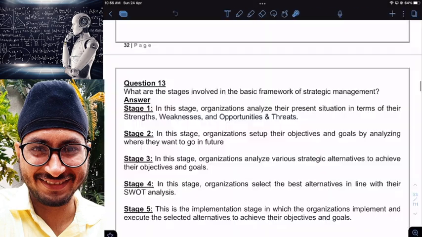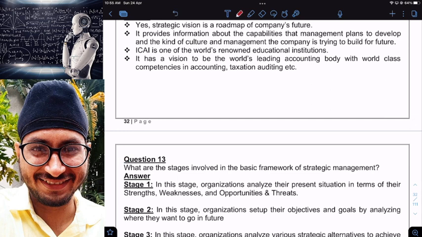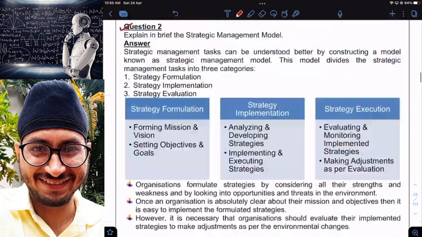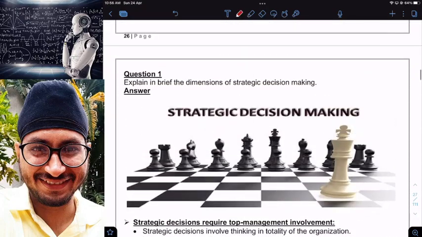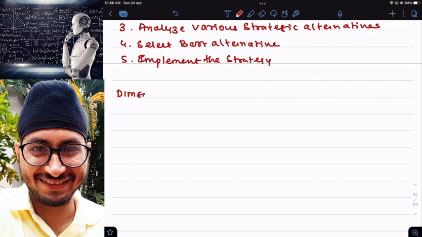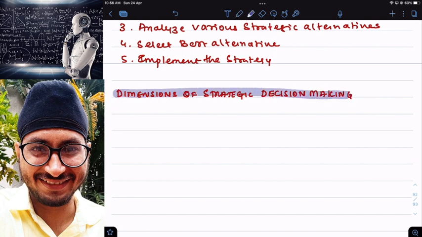Then what else is pending? I think question number 1 is also pending. Okay, question number 1 is pending here. Explain in brief the dimensions of strategic decision making. Okay, dimensions of strategic decision making.